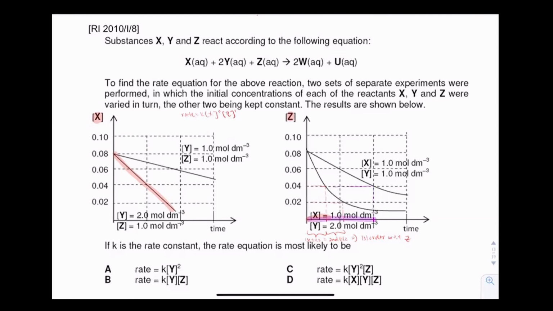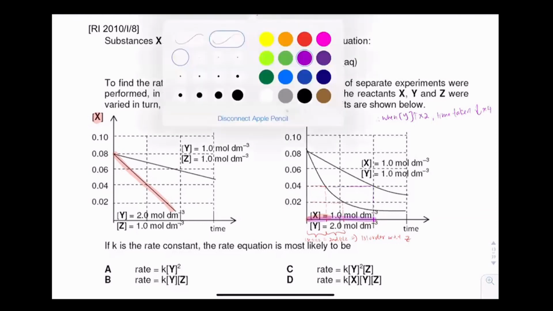So therefore, what does this tell us? When concentration of Y increases by 2 times, time taken decreases by 4 times. So therefore, you know what this is? This is definitely second order.